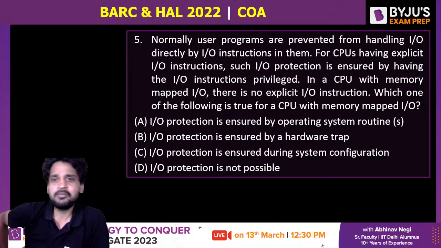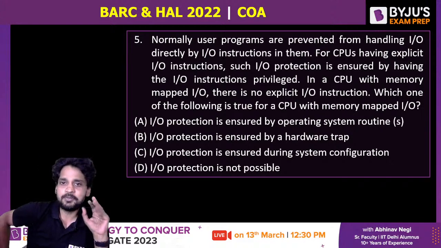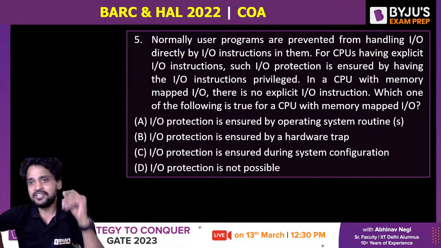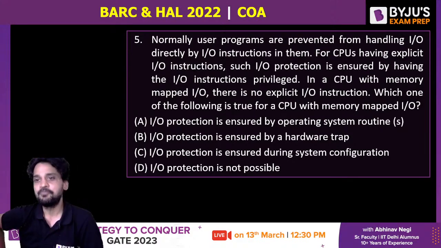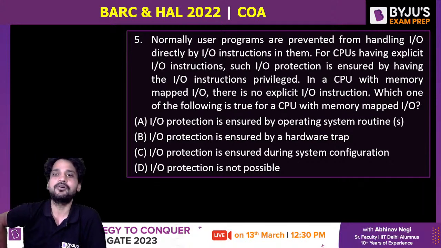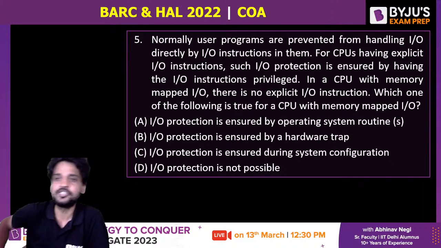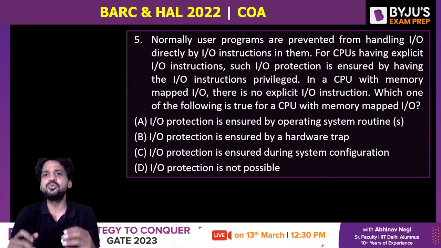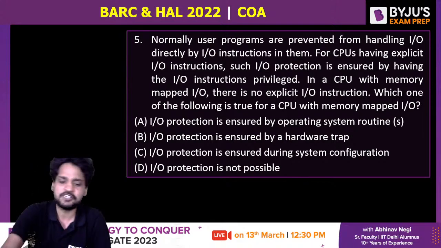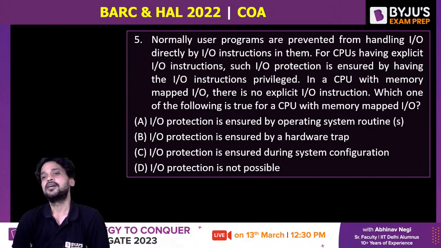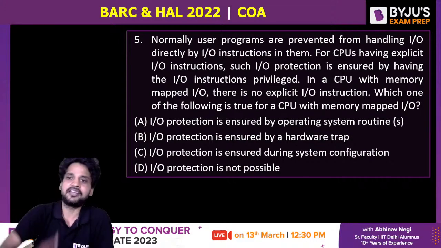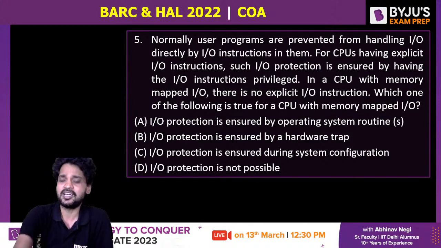Okay. Normally user programs are prevented from handling IO directly by IO instructions in them. But in CPUs having explicit IO instructions, such IO instructions are ensured to be privileged. In a CPU with memory mapped IO, there is no explicit IO instruction. Which one of the following is true for a CPU with memory mapped IO? First of all, my question is, do you have any idea what this memory mapped IO is, or the other techniques of mapping? There are actually three ways.